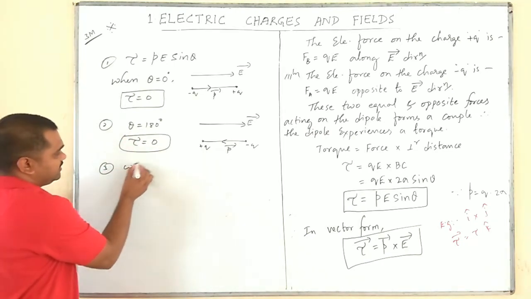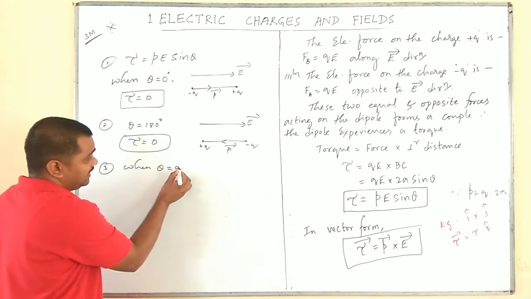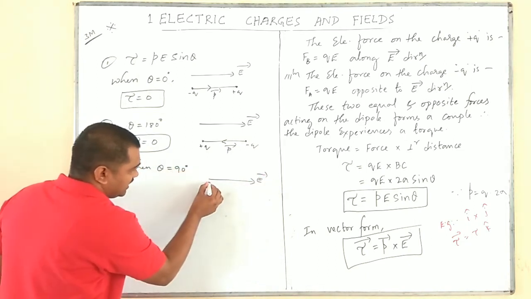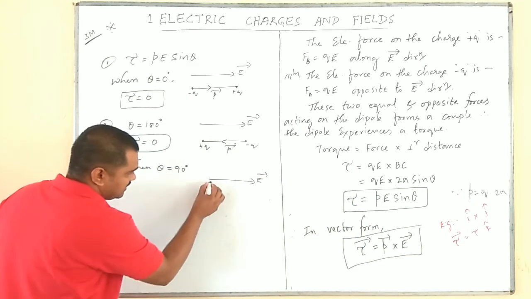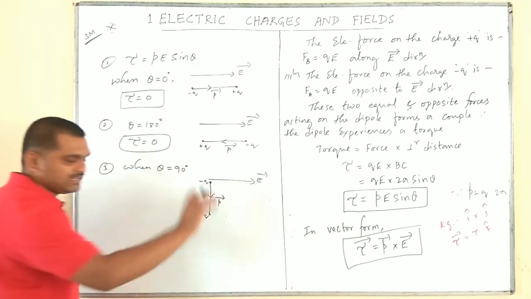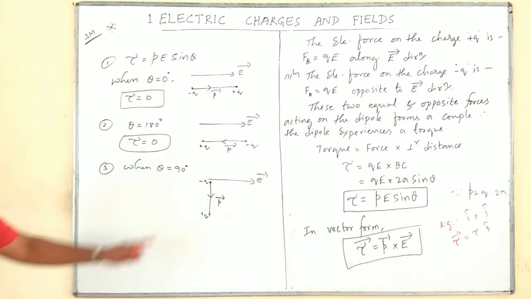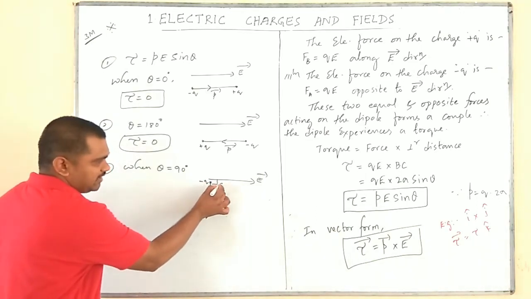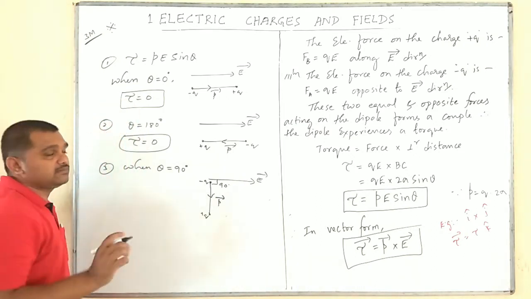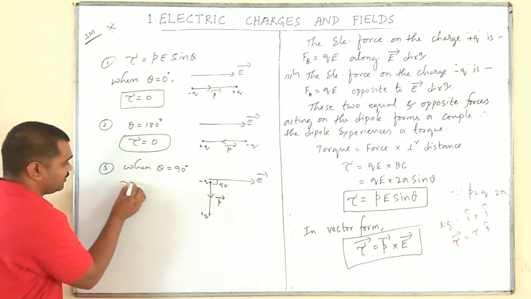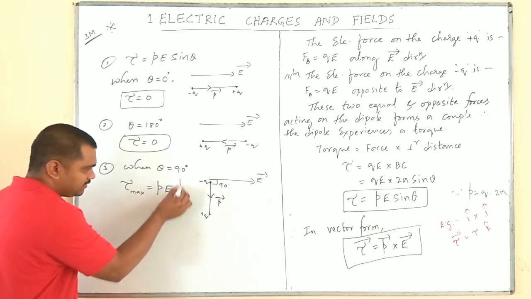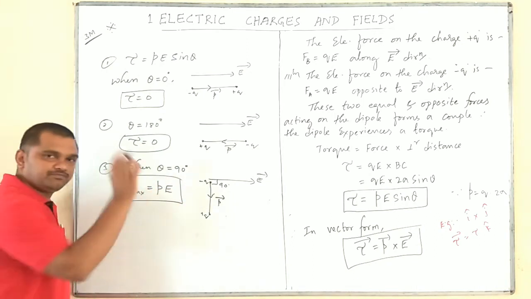When theta is equal to 90 degrees, that is, the electric field is like this, and you place a dipole like this, the direction of dipole moment is small p, so the angle between them is 90 degrees. Under this condition, sin 90 takes its maximum value, that is equal to 1. Therefore, tau max will become P into E.